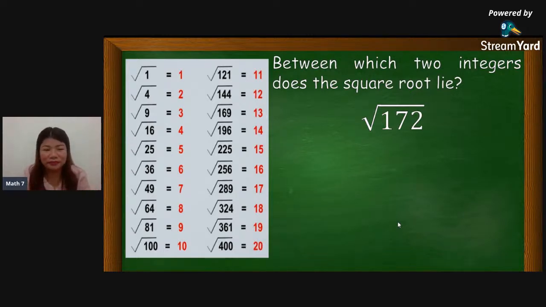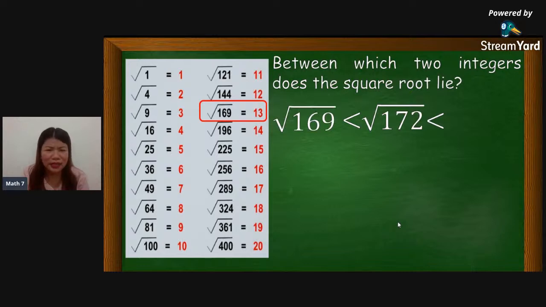Saan malapit? You have square root of 172. So, 144 at saka saan? Ay, ang bilis, mga fast learner. Okay, square root of 169 saka square root of 196. Okay?